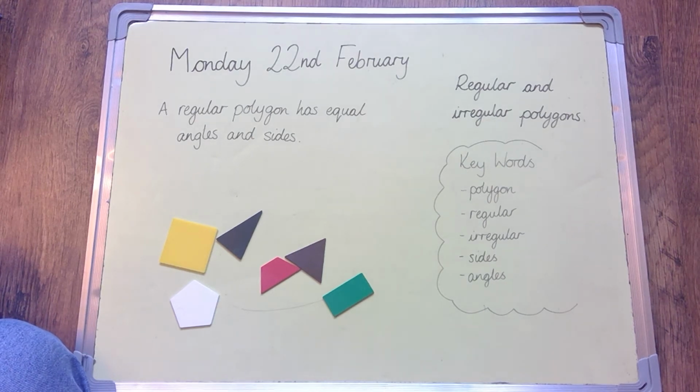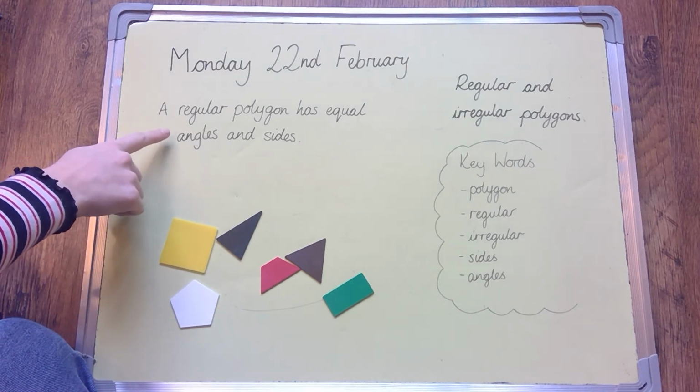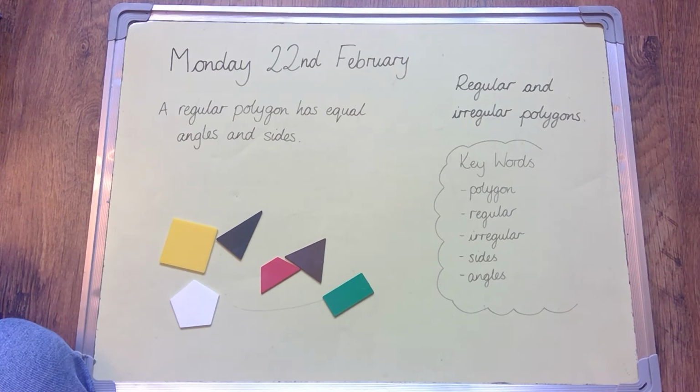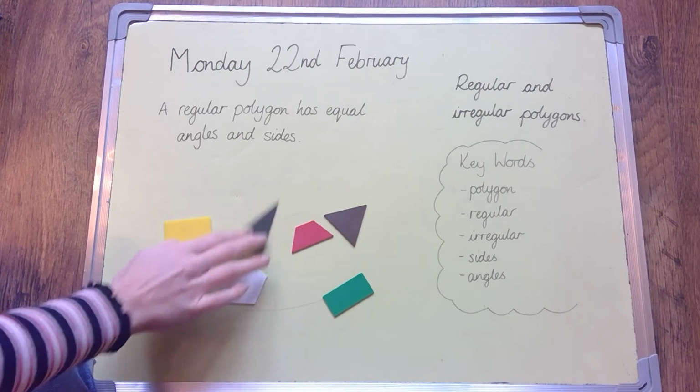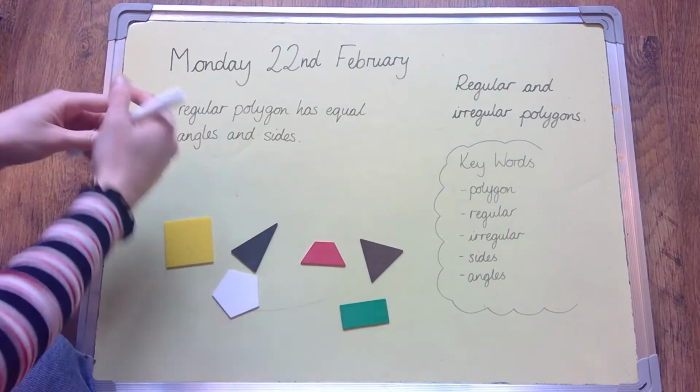Okay, so this video is just going to break down the activities a little bit more. So the first activity that you're going to be doing is looking at regular and irregular polygons. So you're going to be sorting them. So as I said before, a regular polygon has equal angles and sides. That means that all of the sides and angles within the shape must be the same for the shape to be a regular polygon.